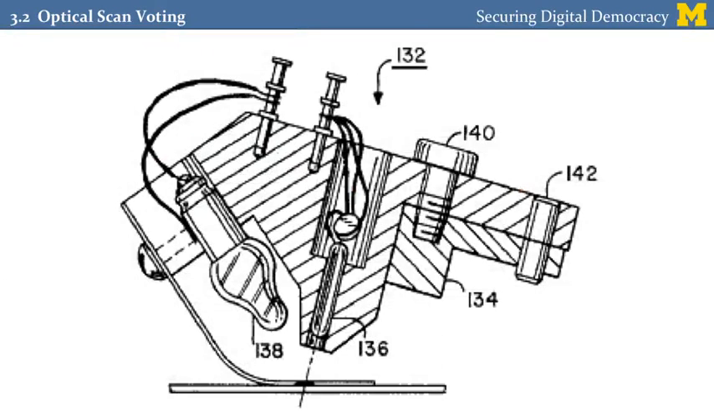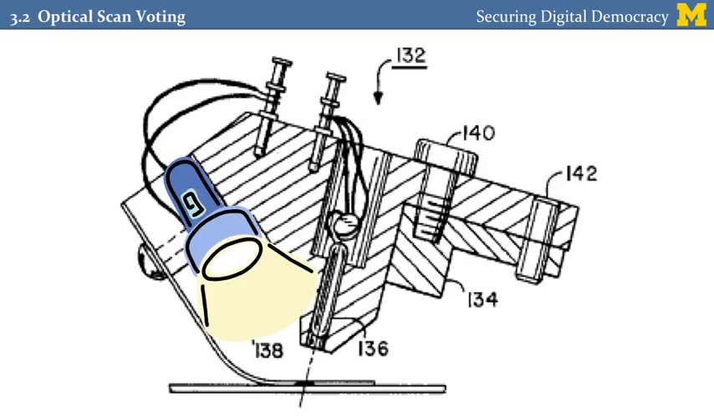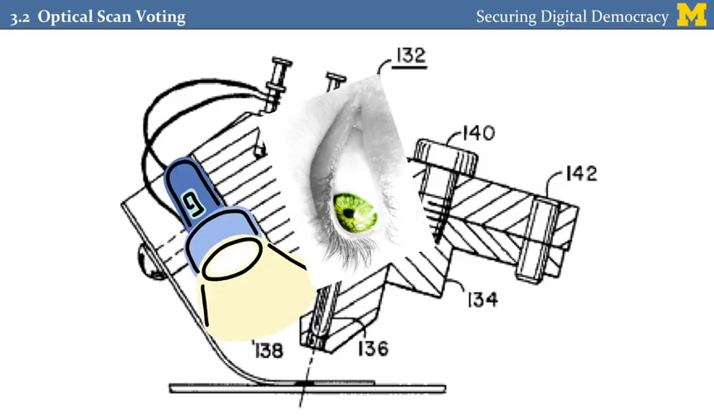Here's what's happening inside one of those machines. This is a technical illustration from a patent, but we can demystify that a little bit. What you see on the left side of the screen is a light source. This is going to illuminate the ballot as it moves by. Then in the middle, you have an optical sensor. Basically, this is the machine's vision system. It's able to see the bubble as the ballot flies by underneath.